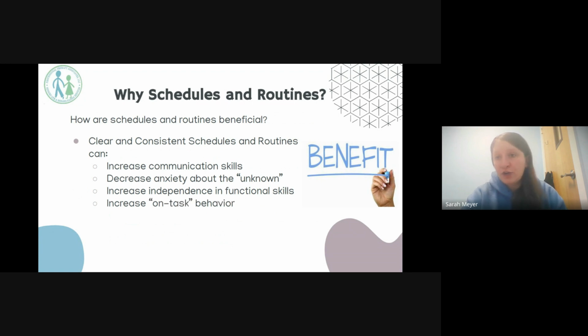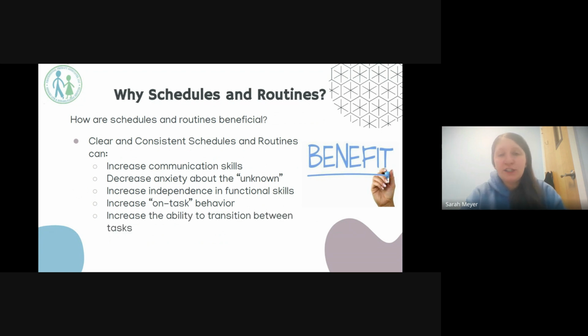They can help you increase on-task behavior. By breaking up your schedule into routines and your routines into tasks, it really helps provide a clear set of steps in what needs to be accomplished. So it's going to make getting that situation completed a little bit easier to break down.